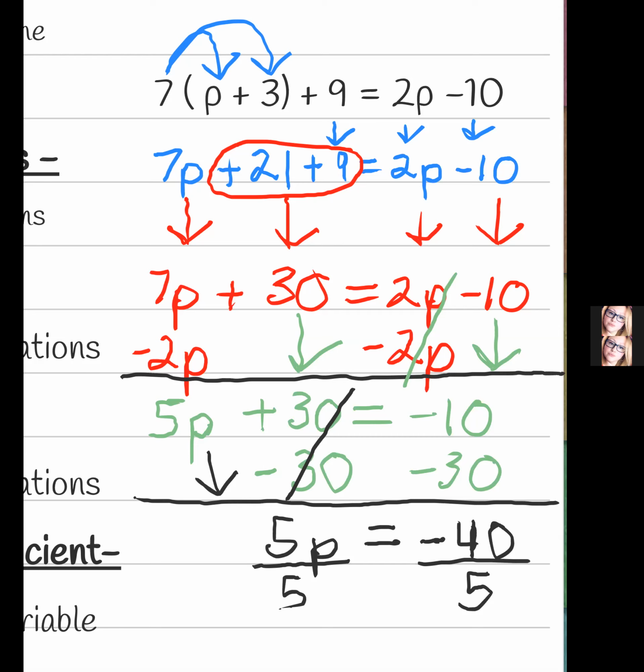Well, we were talking about inverse functions with addition and subtraction. So now what is the inverse function for multiplication? Well, the opposite of multiplication is division. So that's why we wrote the division lines, because they look like fractions, right? Well, fractions are nothing but divisions. And we do that because 5 divided by 5 is 1, which leaves us with our p. And negative 40 divided by 5 gives us a negative 8. Box it in, you are done. Solved.